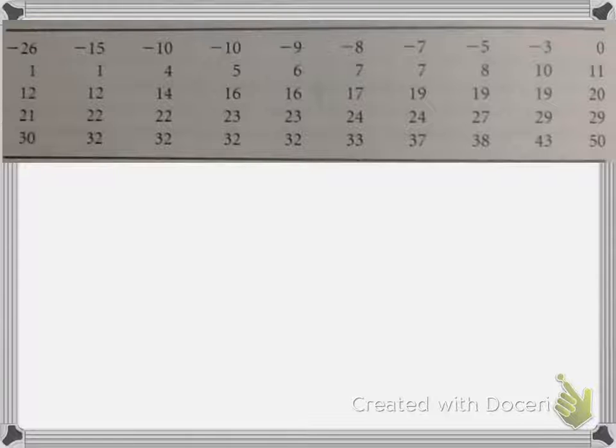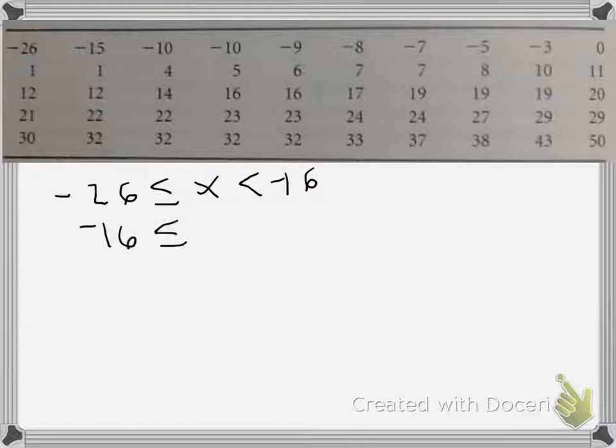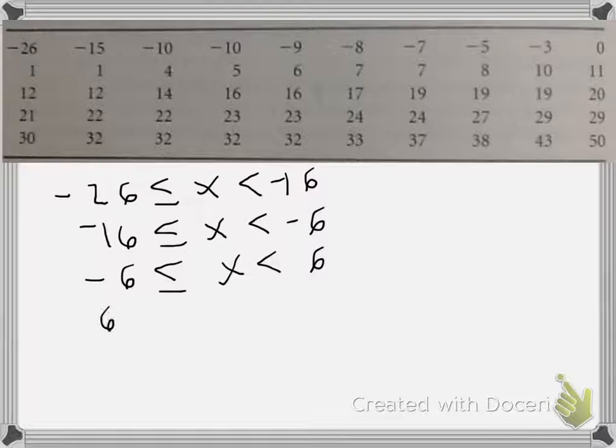To start your histogram, you need to figure out the frequencies of the values. The problem asks you to make the class widths multiples of 10. And this means that you would start with negative 26 in anything up to, but not including, negative 16. And then your next group would start with negative 16, then go up to, but not including, negative 6. And so on until you reach 56. Then you count how many of the numbers from the data fit within each group.